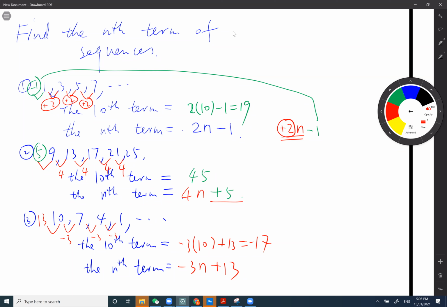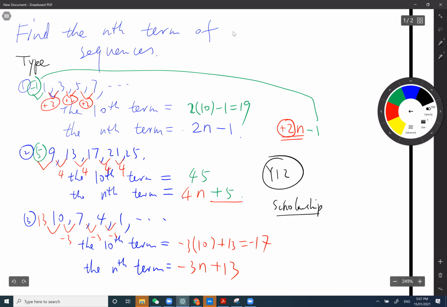Okay. Oh, this is still easy. Why is it easy? It's called the linear sequence. There's only n, no n squared, no n power, just n. This part is also in year 12 and in NCEA scholarship. But now year 11, we learned the pattern question. This is actually type 1. Linear one.